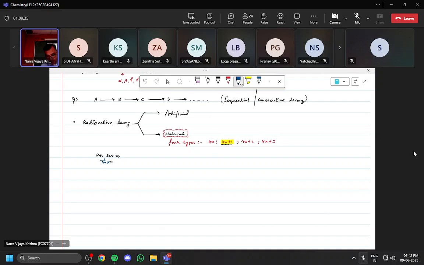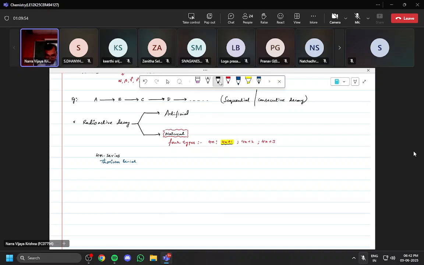Why is it called the thorium series? In the disintegration series, among all the daughters generated, this is the one with the highest half-life. That's why it is named after thorium.